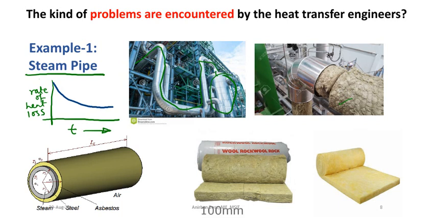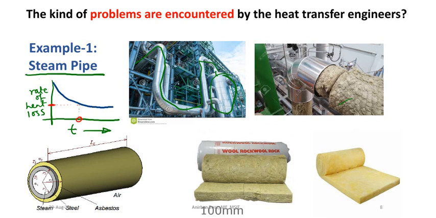Suppose you want to restrict the heat loss to a particular level, so that the heat loss cannot be more than that. Then what should be the thickness of the insulation? For that you can find out this will be the thickness. So you can calculate the thickness of the insulation if you want to restrict the heat loss to not more than that.